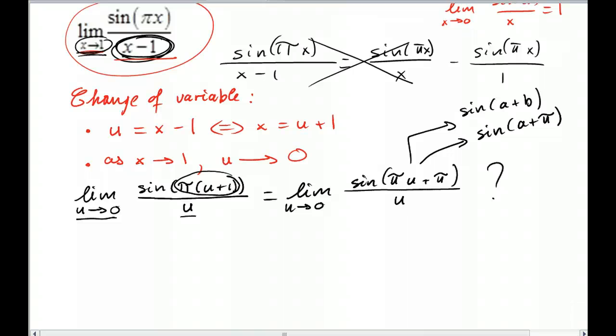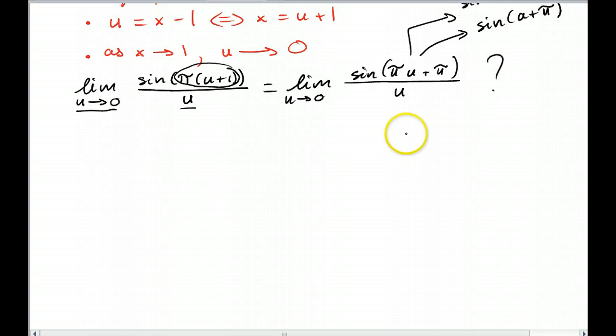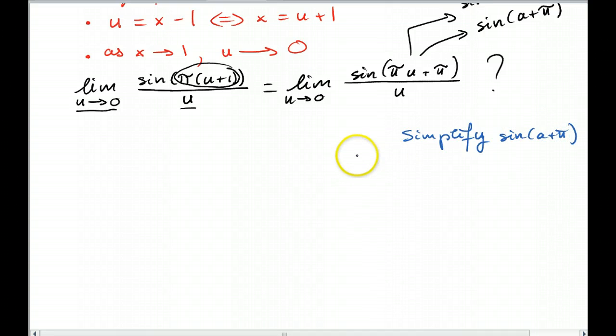Let me show you how to simplify the expression sine of A plus pi. And this, girls, I'm not going to show you right now, but this would work for anything, the cosine of A plus pi. It would work for any quadrantal angle, okay?